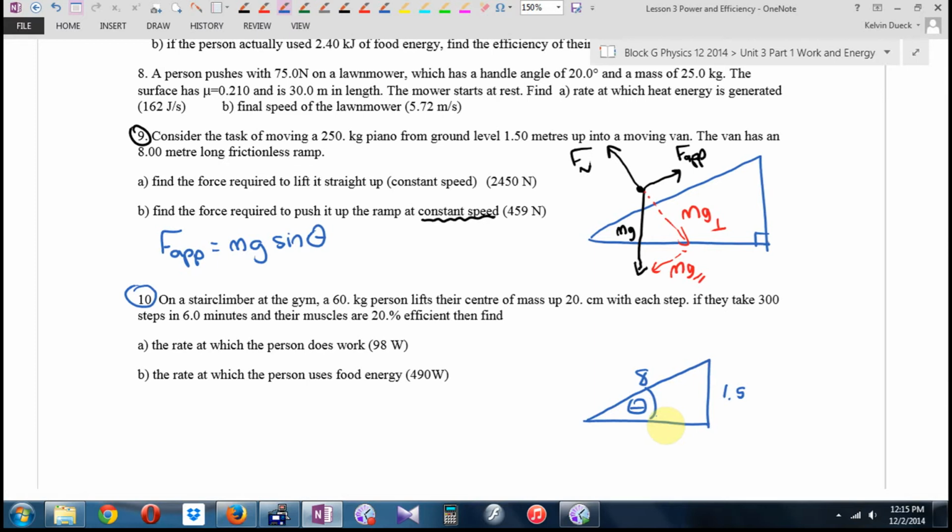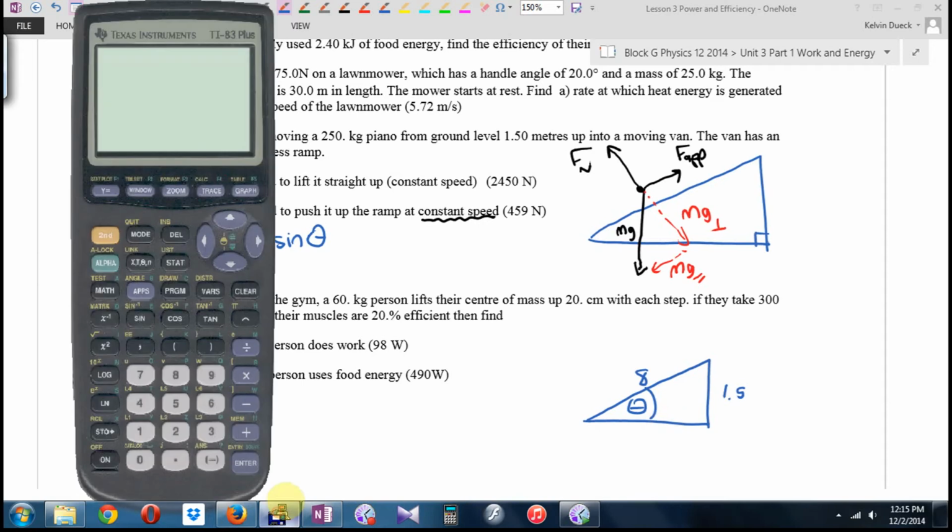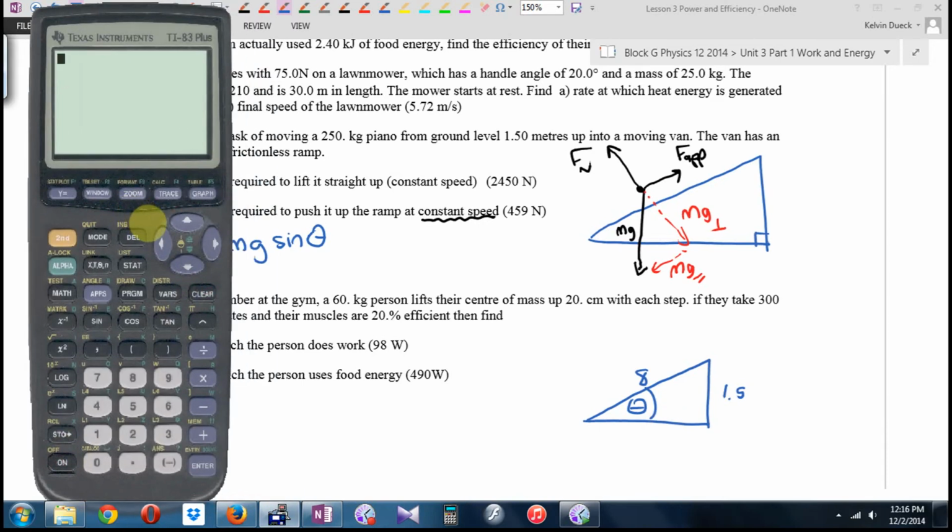Now, by the way, what this question also wants you to realize is that if I wanted to find how much work was being done, one way to find how much work, because energy is a scalar, I could go mgh. I could go 250 times 9.8 times the height. I'm doing 3,675 joules of work.